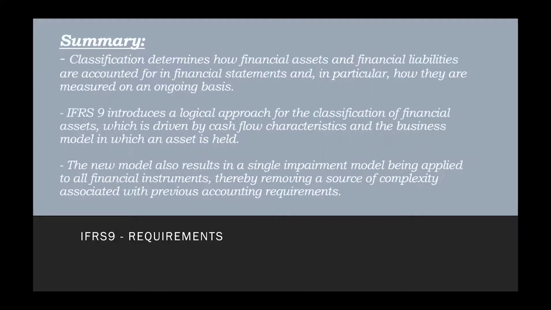So in summary, the IFRS 9 classification determines how financial assets and financial liabilities are accounted for in financial statements, and in particular how they are measured on an ongoing basis. And IFRS 9 introduces a logical approach for the classification of financial assets, which is driven by cash flow characteristics and the business model in which the asset is held. And the new model also results in a single impairment model, which is applied to all financial assets, therefore removing a source of complexity associated with previous accounting requirements.